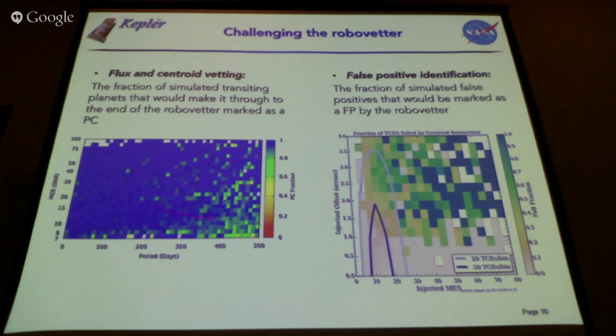So what I'm showing here, in this period and SNR space, is the fraction of times that the robo-vetter decided that something was a planet candidate. Of the real things, the 130,000 that were real on the source, this is how well it did in saying, yes, I think this is a real thing, I would pass it on. But you can see out here, in the long period and less than, say, 10 sigma, we do start to fall down a bit, so you're less complete out here.